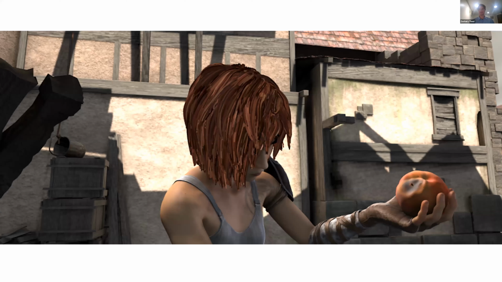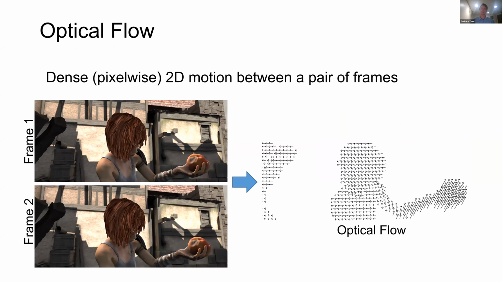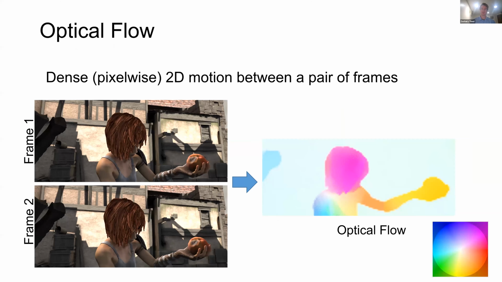Optical flow is a fairly simple problem, and it has a long history in computer vision. We're taking 2 images as input. In this image, you can see that there's some motion between these 2 images. What we want to output is a dense pixel-wise 2D motion field between the pair of frames. This can be visualized as a vector field shown in this image, but we can also visualize it as an RGB image where we map the direction and magnitude of each optical flow vector to RGB channels.